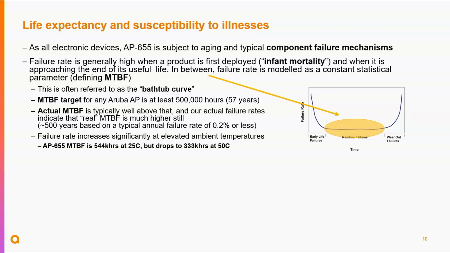If you have 57,000 APs, you'll see 1,000 failures every year, right? So that's how that works. That is a statistical parameter that you can calculate on an electronic device. In reality, we see that our failure rate for the products that we build is actually much better than that calculated number. Typical failure rate for our APs, basically how many returns do we see every year? It's about 0.2%.